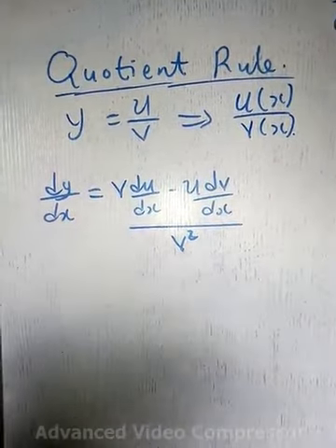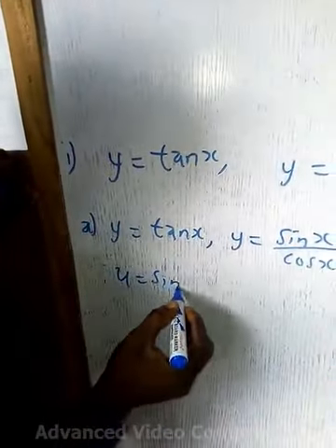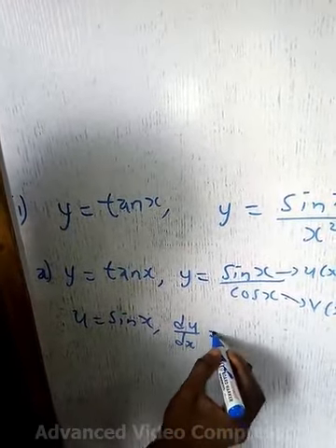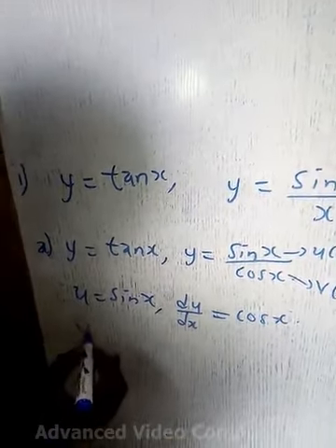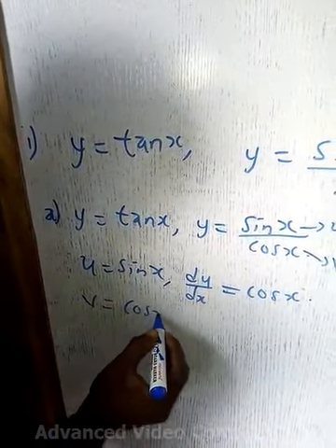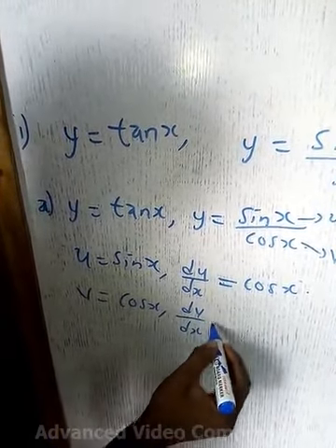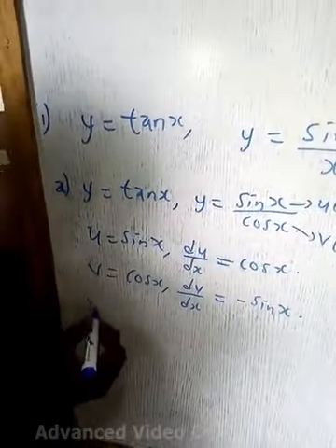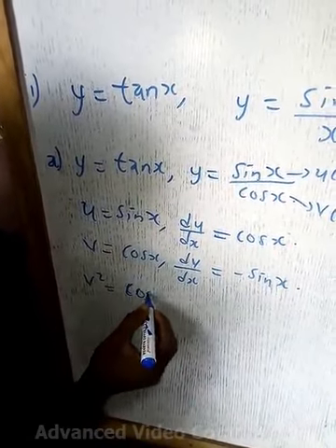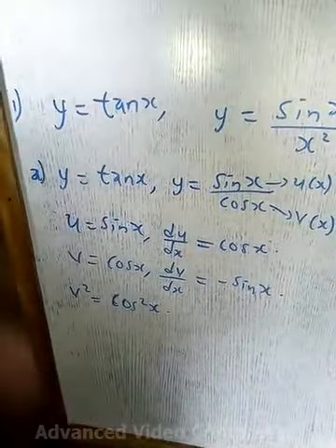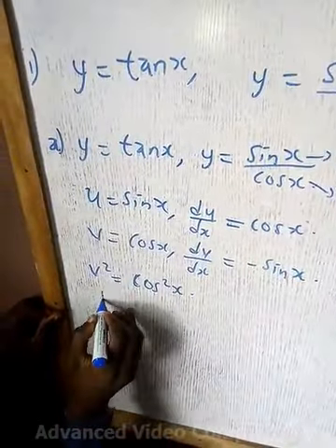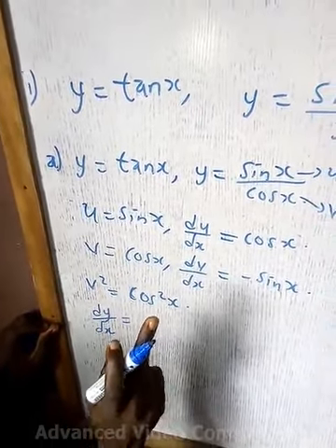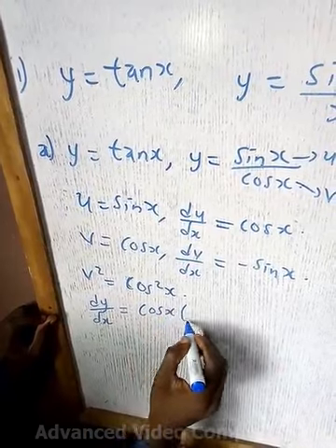So I'm just expected to get my u. My u is sine x. I'm expected to get du/dx, and that is what? Cos x. My v is cos x, and I expect to get dv/dx, which is minus sine x. Then I can also get my v squared, which is cos squared x. Then substituting this into it, we have my dy/dx, which is my v du/dx. My v is cos x.